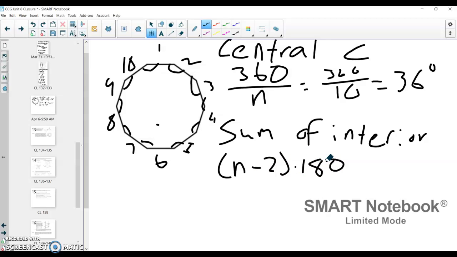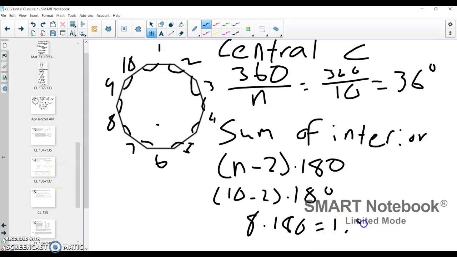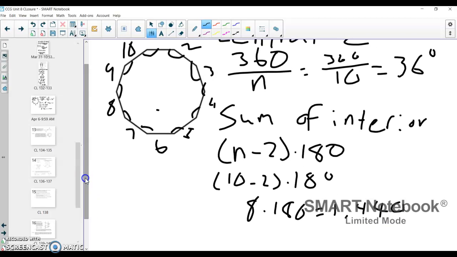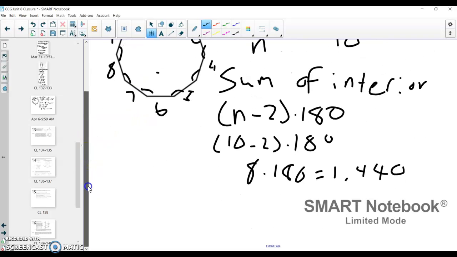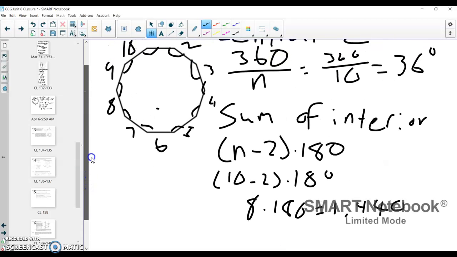So if I plug it in here, it's a 10-sided shape, so that's 10 minus 2 times 180, which is 8 times 180, and that gives me 1,440. And so the sum of all these black angles on the inside, if you added them all up, would be 1,440 based on that formula.